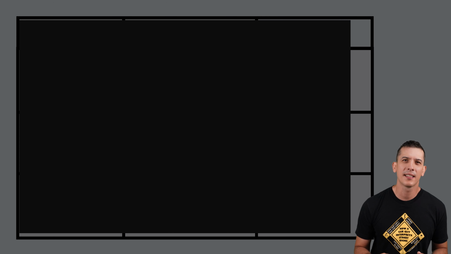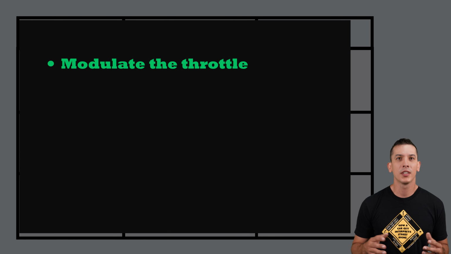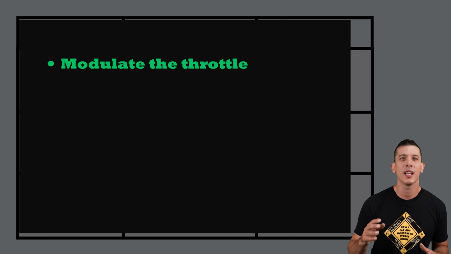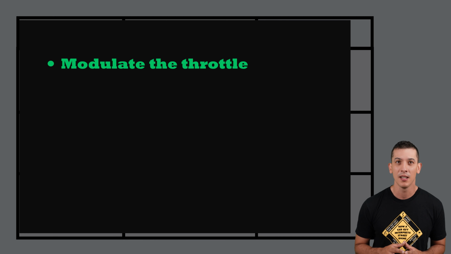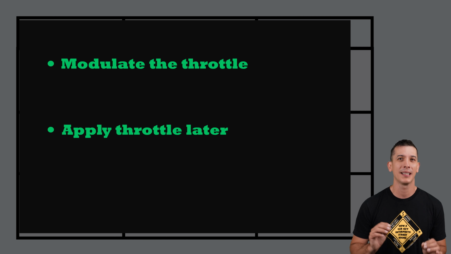Moving on to corner exit, I suggest you modulate the throttle, especially on a high horsepower car. On a low horsepower momentum car, modulating the throttle will still work, but it will definitely hurt your lap time significantly. Another thing you could do is to be patient and apply throttle a little bit later.